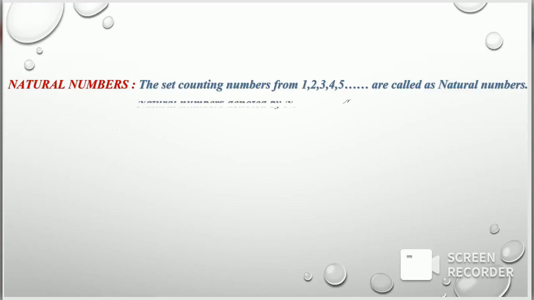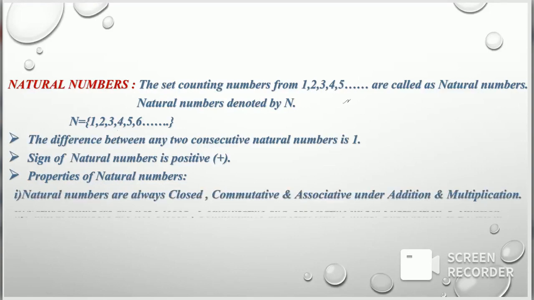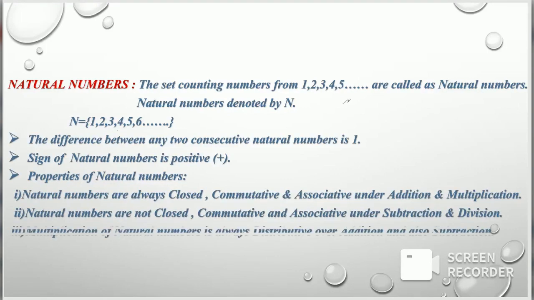What are natural numbers? The set of counting numbers 1, 2, 3, 4 and so on are called natural numbers, and all the natural numbers are denoted by the capital letter N. The set of natural numbers can be written as N equals the set of 1, 2, 3, 4, 5 and so on. In these natural numbers we have infinitely many numbers.